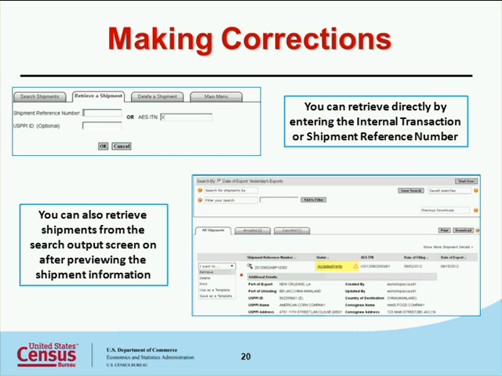Once you retrieve the shipment, you can make the corrections and resubmit. As a reminder, make sure not to change the shipment reference number. If you do, the system will think it is an entirely new shipment.